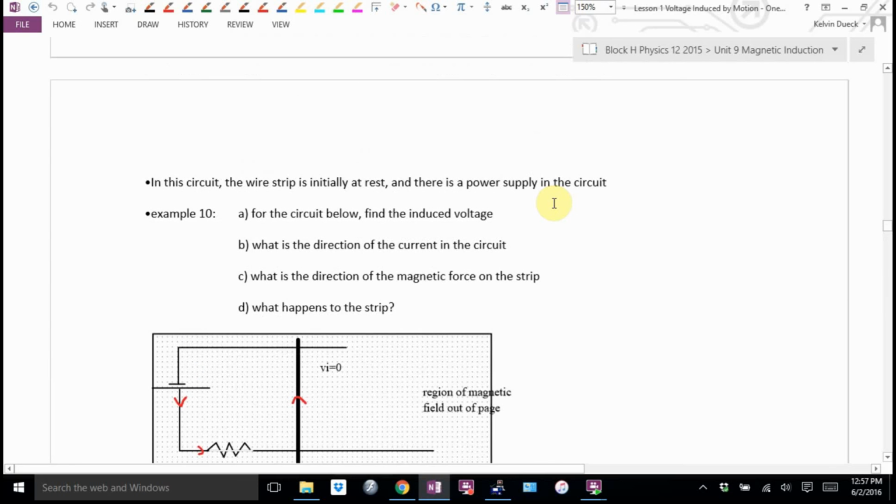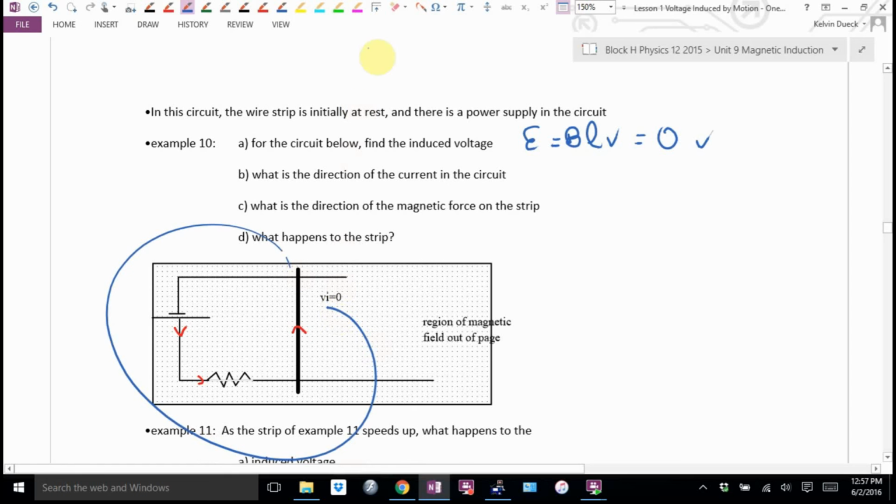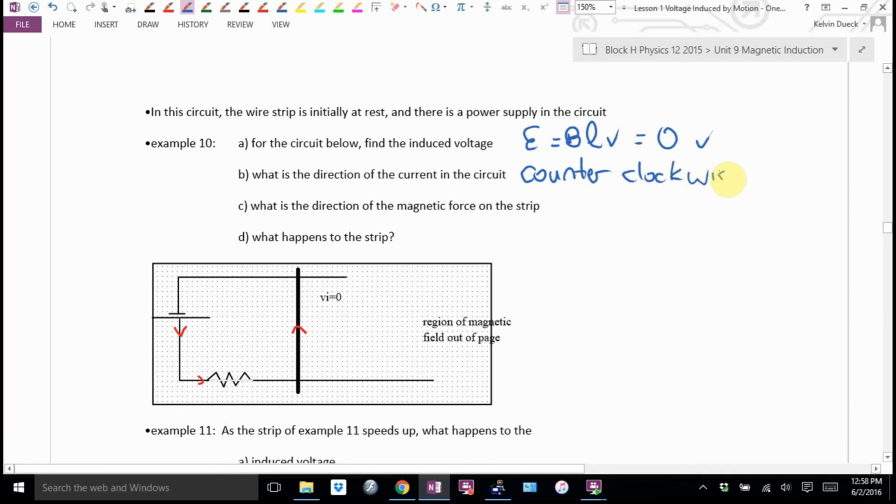So, for the circuit below, it says find the induced voltage. Well, your induced voltage is BLV. Right now, in this circuit, what's the velocity right when we start out? Look at the picture. In this circuit, what's the velocity right when we start out? 0. What's the direction of the current in the circuit? Well, this way, which is, you know what? I'm going to write it as counterclockwise.